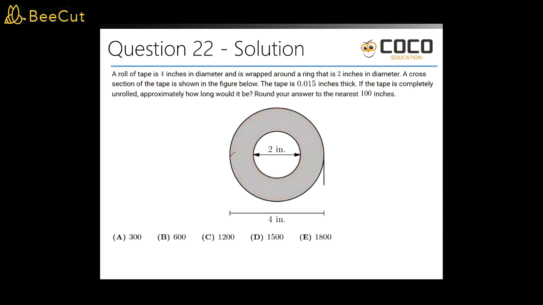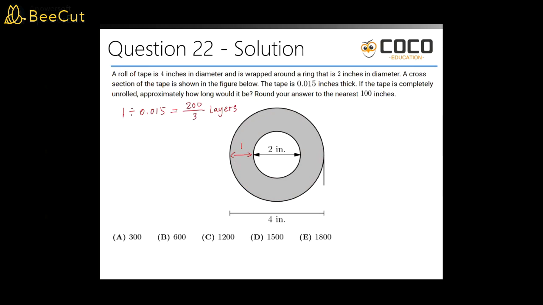So we know that this part is 1 inch thick. And the total is 0.015. So let's do 1 divided by 0.015. We get the number of layers. That will be, if you leave it in the fraction form, that's 200 over 3. And that's around 66, 67 layers.